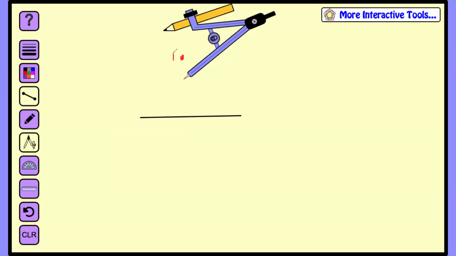So they have given a point P. Let's call the line A, B. So what is the ask here? Draw a line through P parallel to AB. That's the ask here.